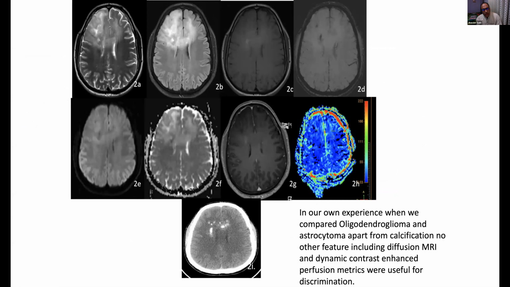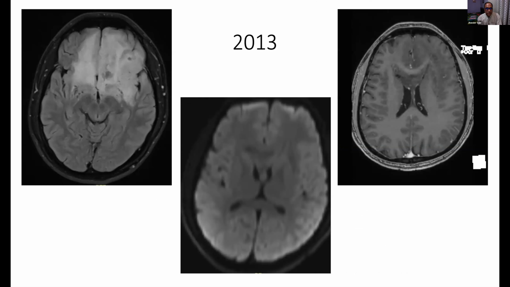We have also done an analysis in our set of cases, and we found that though these features are useful, when we do a quantitative analysis, there's hardly any difference between the astrocytic tumors which do not have a 1p19q co-deletion compared to oligodendrogliomas. And only the conventional imaging features, specifically presence of a calcification on CT scan, actually is useful for discrimination.